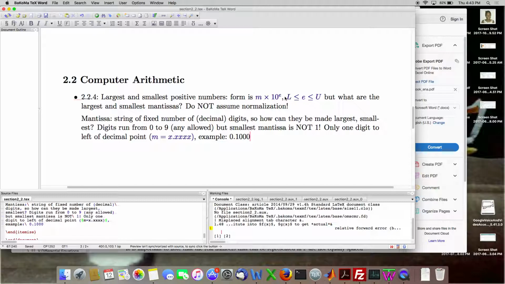So it's not just the exponent part that determines the largest or smallest number. It's the mantissa you have to think of also.